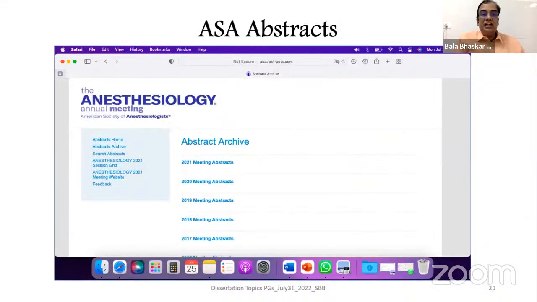The next best, in terms of chronology only, is that Anesthesiology has been publishing the papers presented in the ASA conferences for almost the last 30 to 40 years. There is an archive available online. So for example, from 2021, 2020, 2019, 2018, 2017, you can go back in time and click on all of them as necessary.